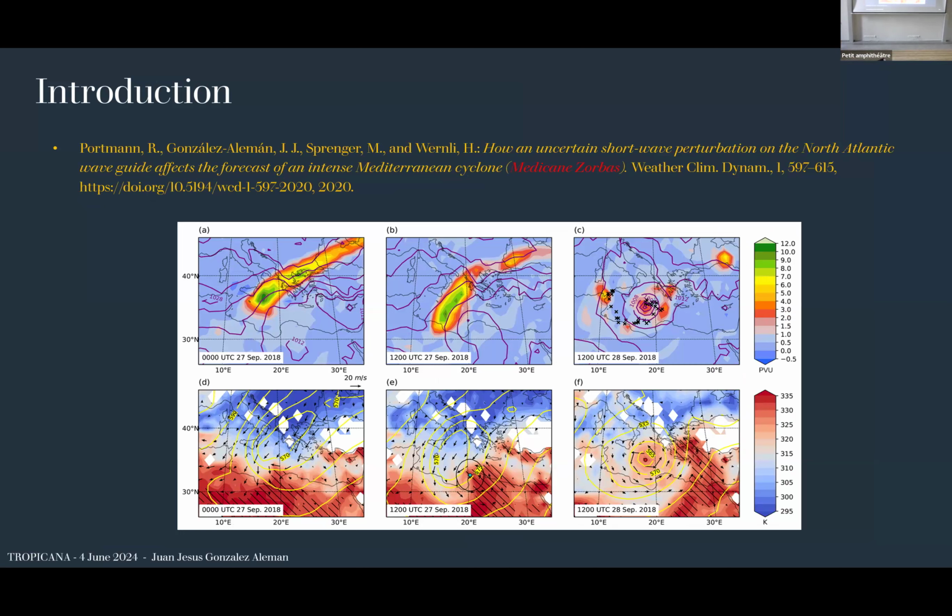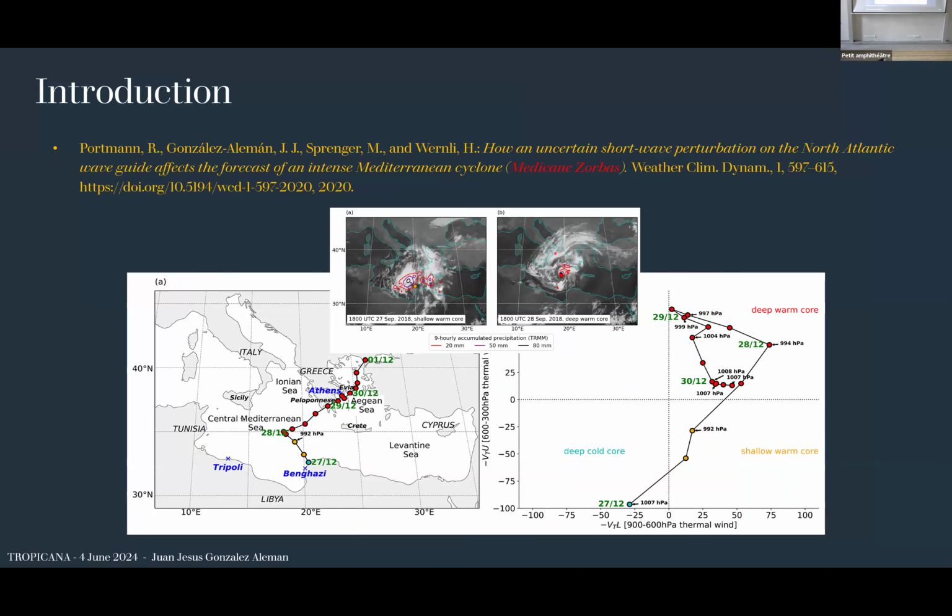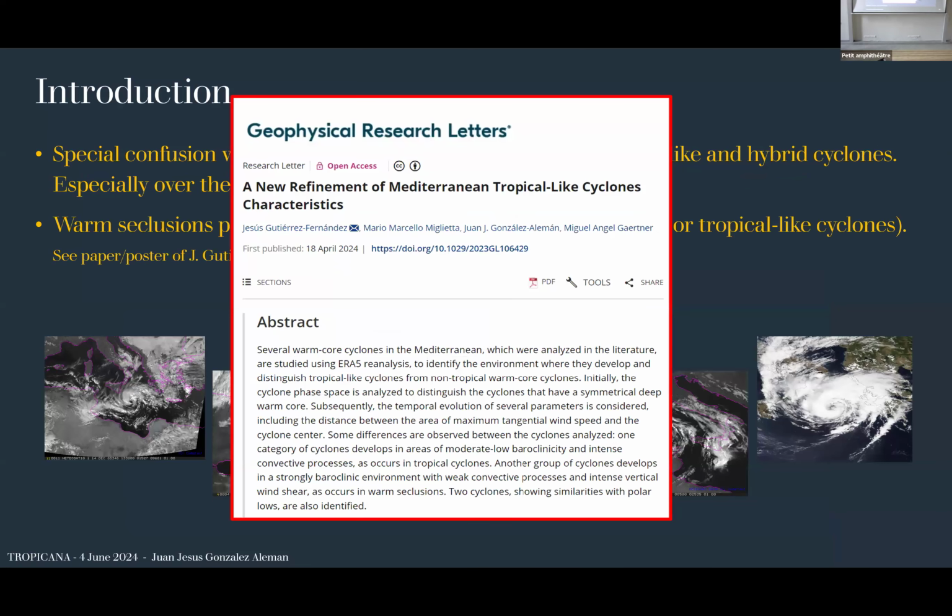We also have another example, Sorbas, which had a similar behavior. We studied that, the one that Manos showed yesterday. Sorbas has a deep warm core phase as a warm seclusion, so it's a baroclinic cyclone before reaching the tropical transition stage. So that's why we started to think that maybe we have to separate warm seclusions from really tropical transitions, or deep warm core from tropical activity.